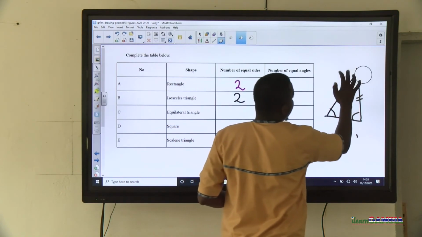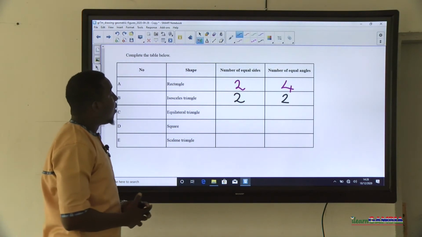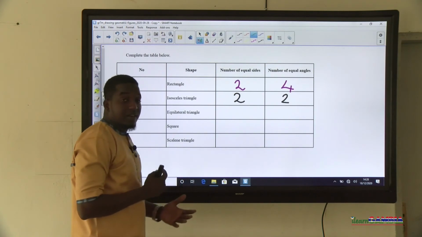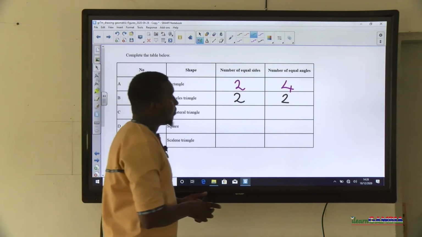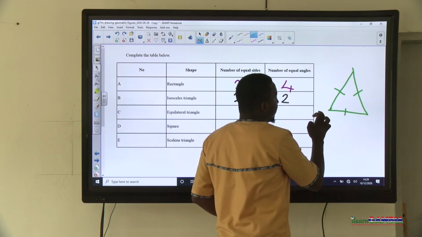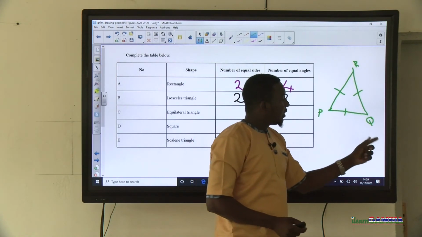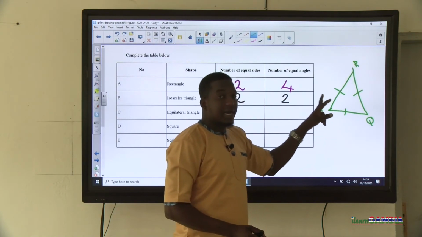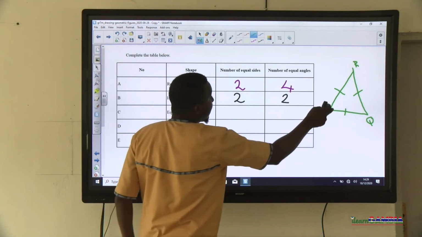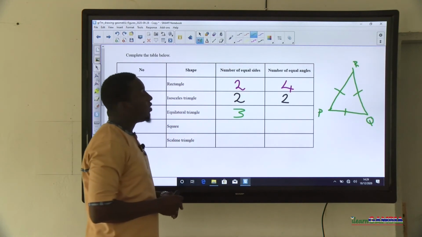Now, what can we say about the equilateral triangle, and how many equal sides does it have, and how many equal angles does it have? As we talked about earlier, equilateral triangles are triangles that have all their sides equal. They have all 3 sides equal. If this triangle is to be P, Q, and R, we are simply saying that line PQ is equal to line QR, which is also equal to line RP. So it means technically all the sides are equal. So since all the sides are equal and it has 3 sides, then on our table our answer is going to be 3 under the column number of equal sides.